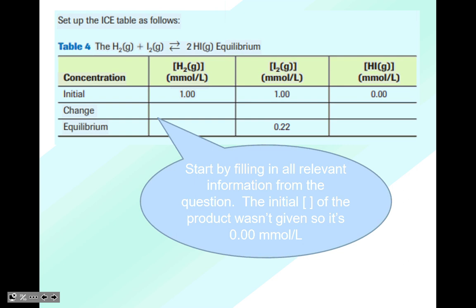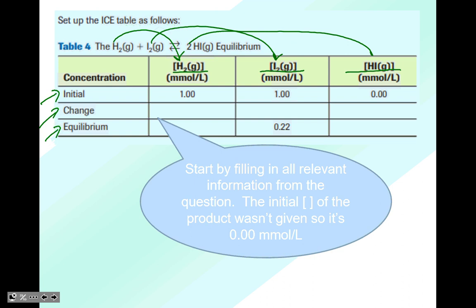Initial concentration, change in concentration, and equilibrium concentration. These are the entities of your reaction, right? So you have reactant, reactant, product. Then you're going to start populating it. You know that you started off with the question telling you 1.0 millimoles per liter for each of the reactants.